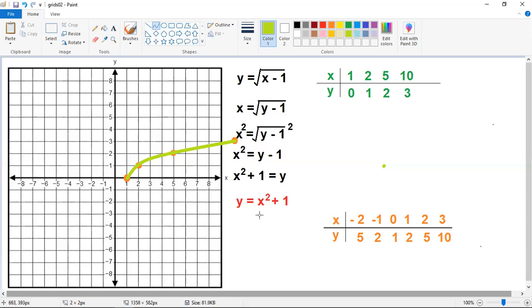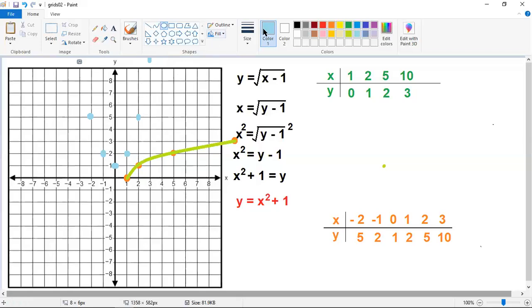Now let's plot this. When x is negative 2, y is 5. When x is negative 1, y is 2. When x is 0, y is 1. When x is 1, y is 2. When x is 2, y is 5. When x is 3, y is 10. 8, 9, it will be over here if you will try to plot it, which of course is reflected on the other side.